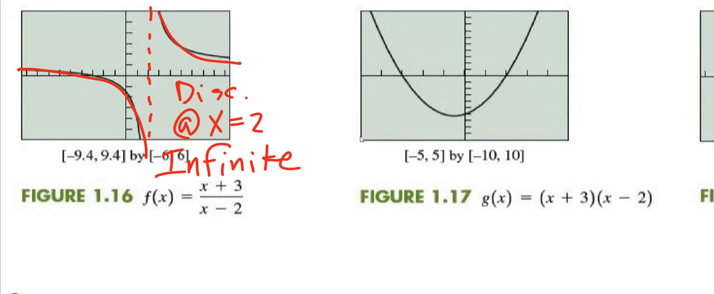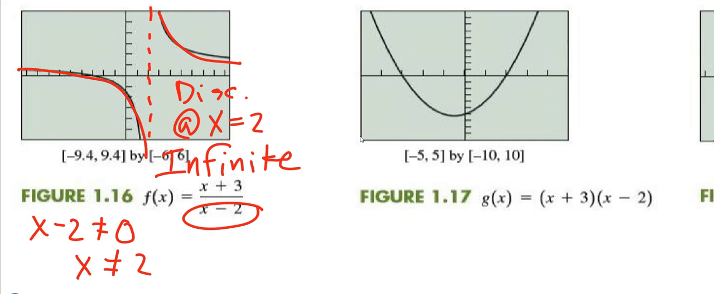Oh, by the way, what do you notice about the denominator of the fraction? We talked about this yesterday. X minus 2 cannot equal what? Well, x minus 2 cannot equal 0. If you're ahead of me and saying that x cannot equal 2, I would agree with you then. Which makes a whole lot of sense that 2 is a problem for the domain of that function. Okay, what about the next one? Is there a point of discontinuity right there? At x equals 2. Nope. So this is continuous.